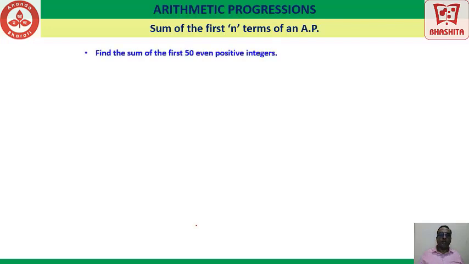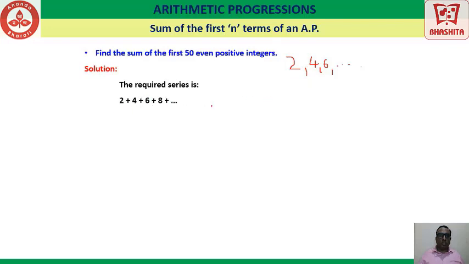Let's do one thing. Let's take a numerical example. Find the sum of first 50 even positive integers. We all know that even positive integer, the first even positive integer that we know is 2, followed by 4, followed by 6. It goes on like this, right? And what is the common difference here? Common difference is 2. So we can see that A equal to 2, D is also 2.